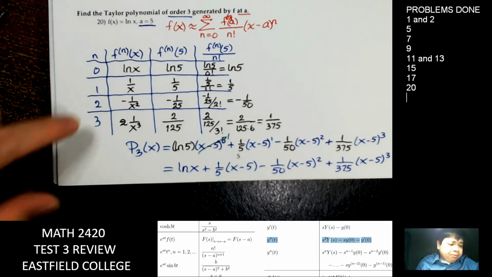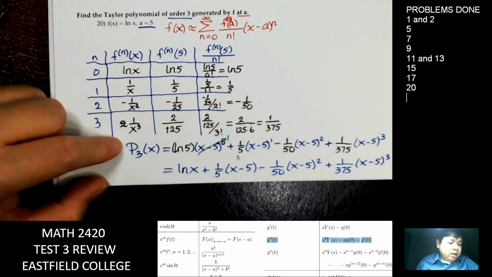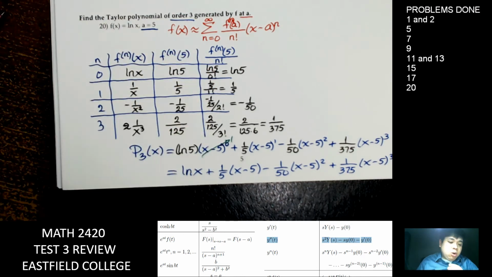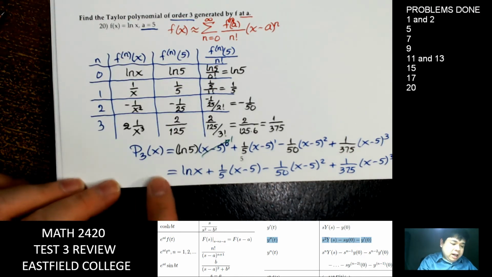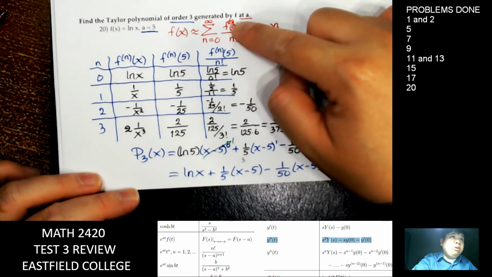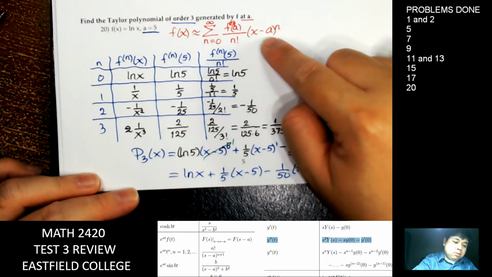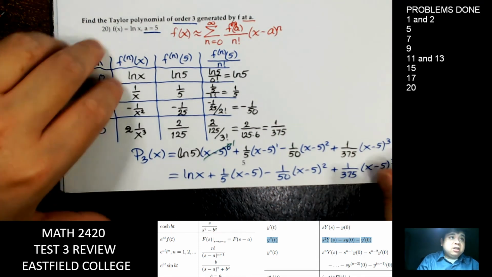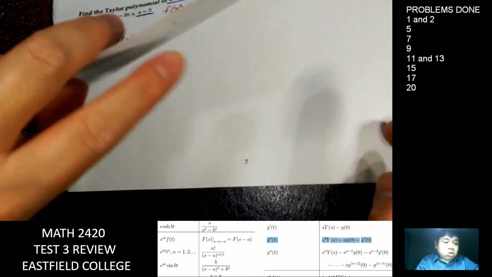So once again, the function and all derivatives evaluate at the point and then divide by the factorial. And after that, we have the derivative over factorial times the power of x minus a to the n power. So we just have this. Right, that was 20.